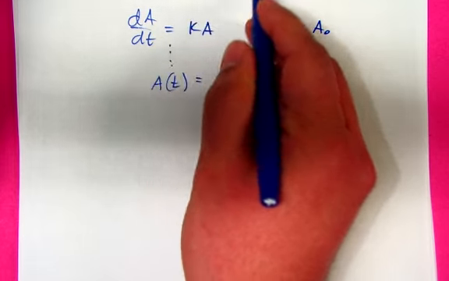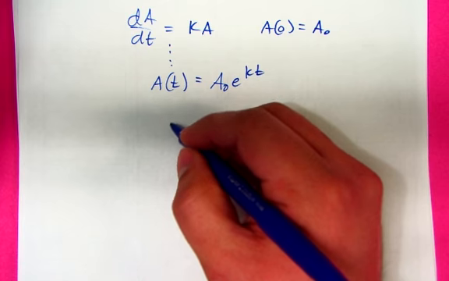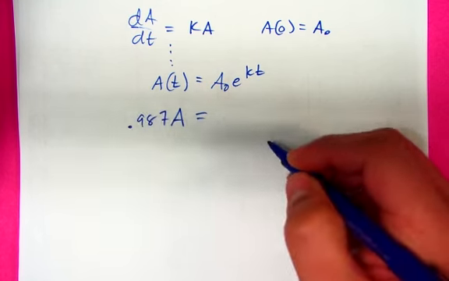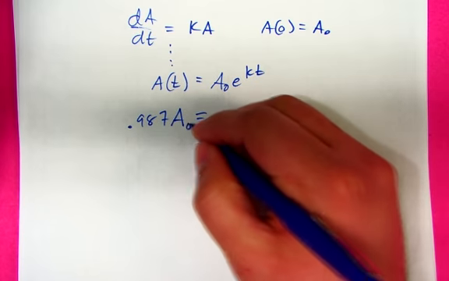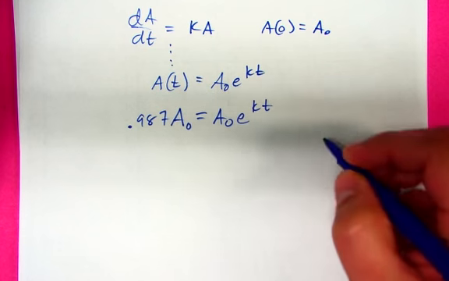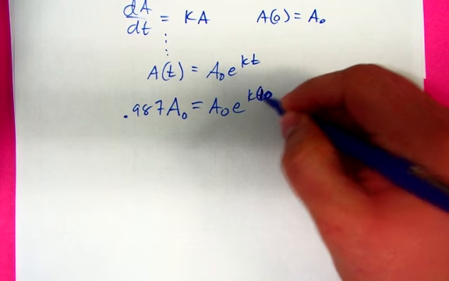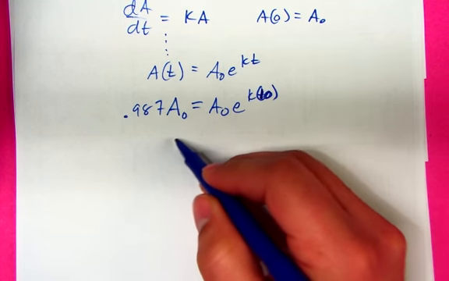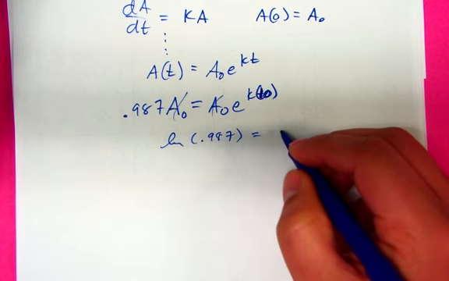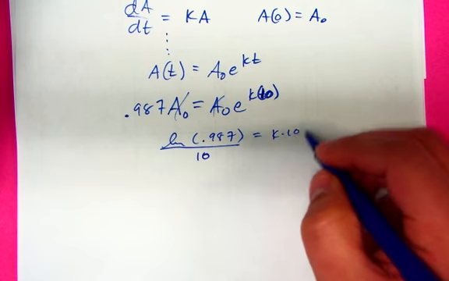We have to use what we know, though, to find the constant. We always got to find the constant. So if 1.3 has decayed, how much of A is left? So let's do 0.987 A is what's remaining. Let's call it A naught. Sorry. And then A naught e to the kt. And then plug in 10 for t. So then natural log of 0.987 will equal k times 10, or natural log of 0.987 over 10 is your constant.